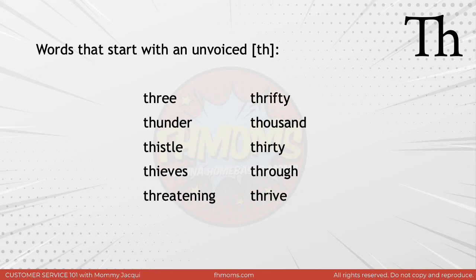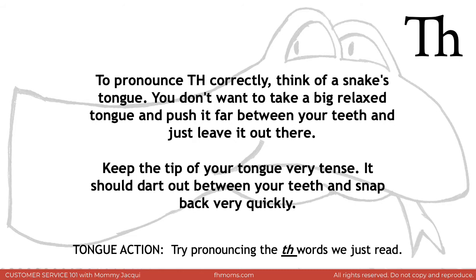Now remember, when you have to say the TH sound, you have to use your tongue. To pronounce TH correctly, think of a snake's tongue. You don't want to take a big relaxed tongue and push it far between your teeth and just leave it out there. Keep the tip of your tongue very tense. It should dart out between your teeth and snap back very quickly. And you can try practicing the words that we have just read earlier if you're struggling with the TH sound.